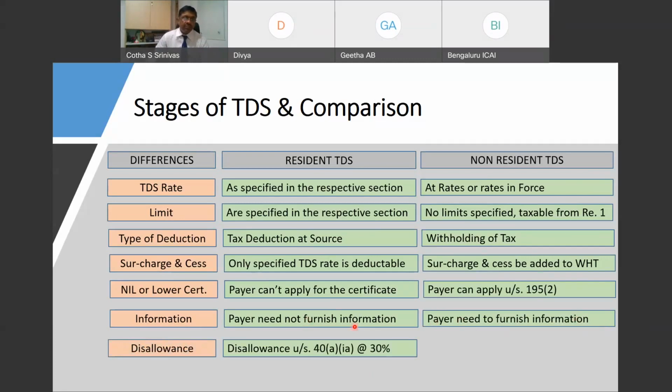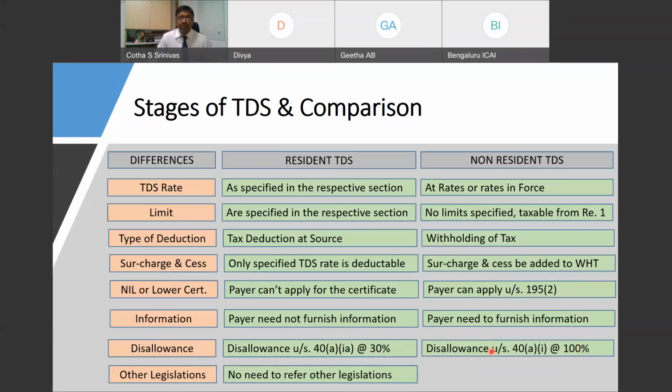Disallowance under section 40(a)(i), we understood when the disallowance will be there. Under the resident TDS provisions, the expenditure will be disallowed at 30%. When it comes to non-resident payments, the disallowance will be at the rate of 100%. So for example, 10 lakhs non-resident payment, TDS not deducted, the entire 10 lakhs will be disallowed. When the same thing applies to resident payments, instead of 10 lakhs, 30% of that, 3 lakhs, will be disallowed.